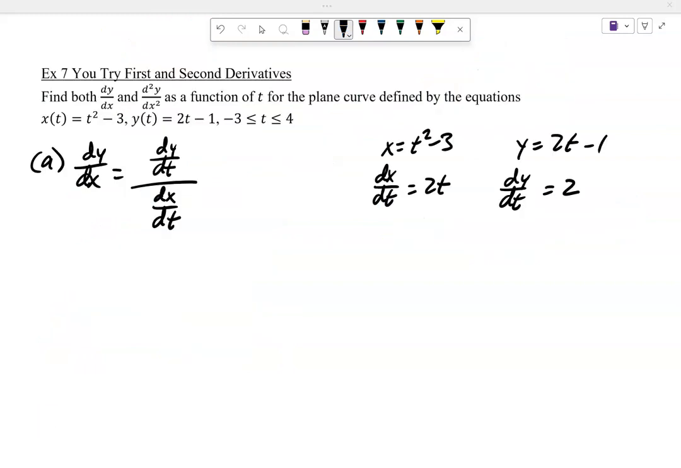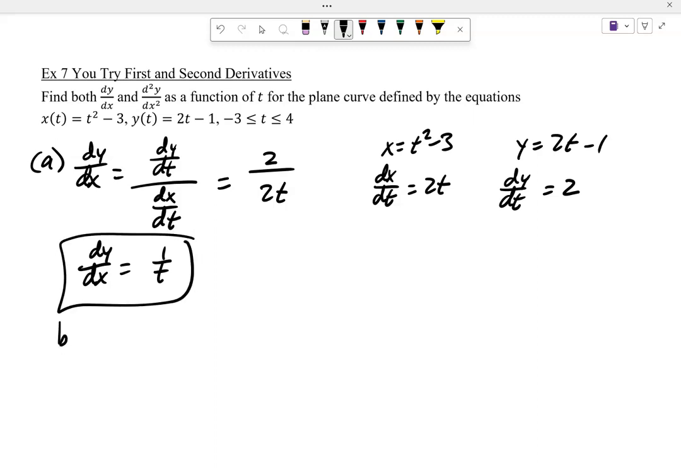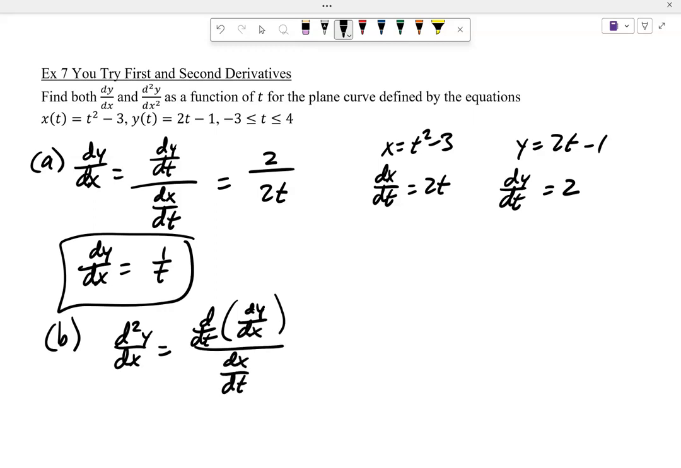All right, this next one's good for you to try. I kind of jumped a little bit ahead here before I recorded, but it's a good time to pause it and try this. I've got dy/dx is dy/dt, which is 2 in this case, over dx/dt, which is 2t. So 2 over 2t is just 1 over t. There's the first part. Now let's find the second derivative, which is d/dt of dy/dx over dx/dt.